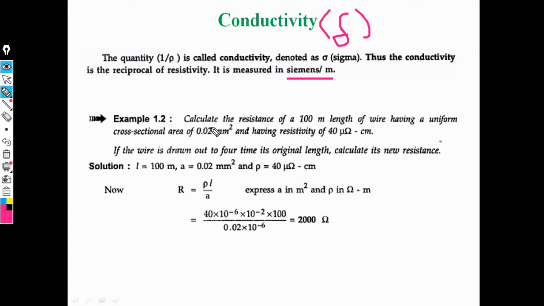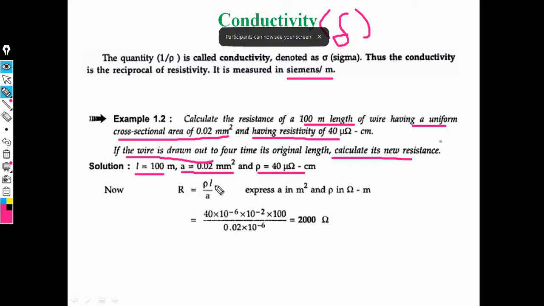Now here is one problem based on resistance. Calculate the resistance of a 100 meter length of wire, that is L is equal to 100 meter, having uniform cross sectional area, that is cross sectional area is 0.002 meter square, and having resistivity of 40 micro ohm centimeter. If the wire is drawn out to 4 times its original length, then calculate the new resistance. Now here we calculate resistance. R is equal to rho into L by A.